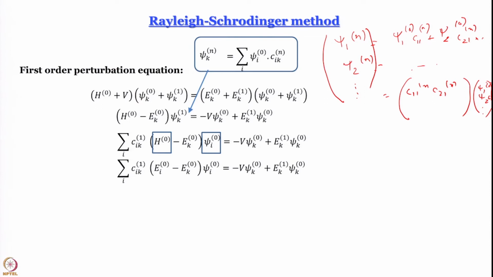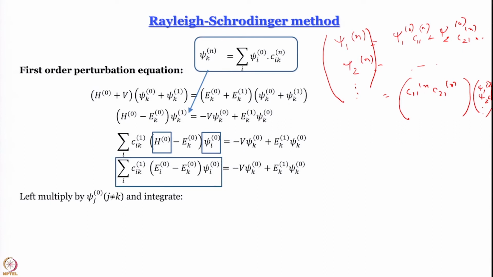What do I do next? By now you should have been used to it. I am going to left multiply by a wave function. In this case again I am going to left multiply by an unperturbed wave function, a particular unperturbed wave function. j is not a general index here. Psi j 0th, where j is not equal to k also. Why? Because then when I integrate, this term is going to vanish. Okay. So, we left multiply by psi j 0th where j is not equal to k, and we integrate over all space. So, this is going to give me an integral in which only one term is going to survive, right.